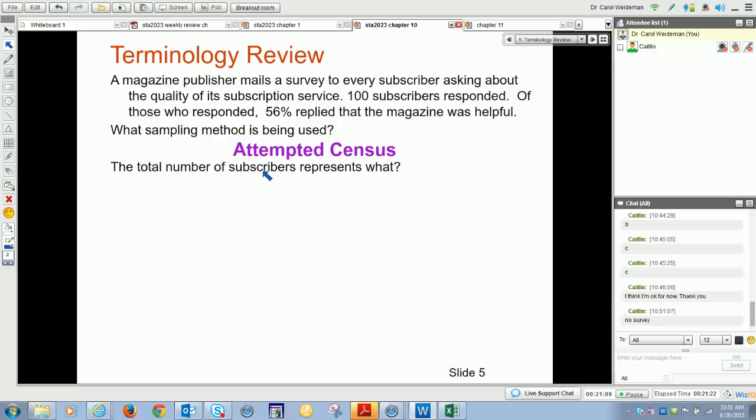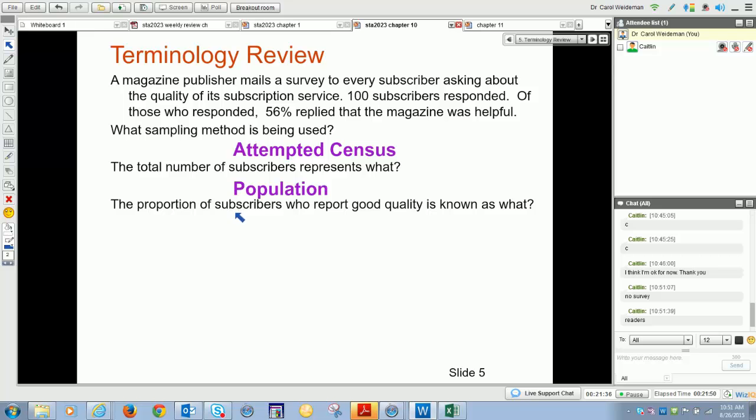The total number of subscribers, the 100, what does that represent in terms of sampling terminology? The total number of subscribers, not the 100, sorry. All the subscribers represents the big picture, so that would be the readers, but in terms of survey terminology, that would represent the population. Okay, so the whole population is all of their subscribers.